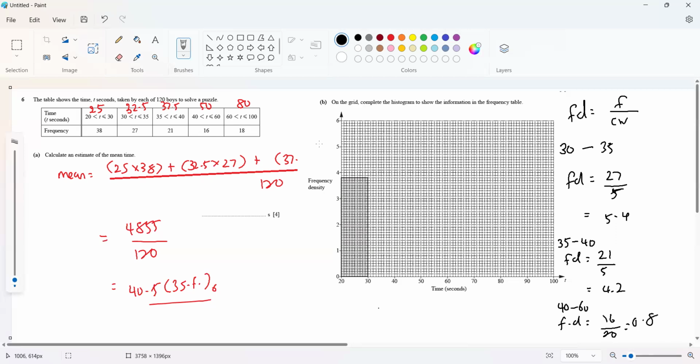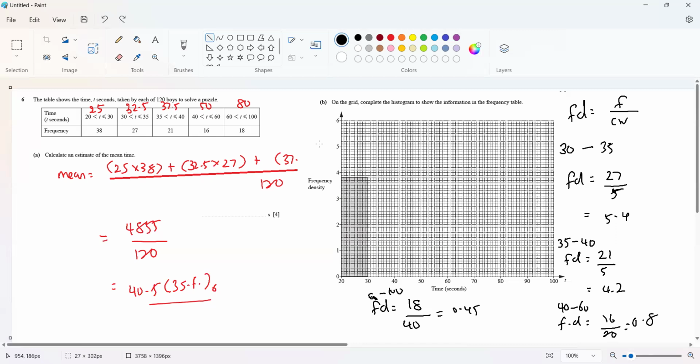And then for our last frequency density, FD equals, for 60 to 100, this would be 18 over 40. Our class width is 40. So from here, this will be 0.45. And then now we can plot our values. So we will have 30 to 35 at 5.4. So 30 to 35 at 5.4 would be somewhere around here, as best as I can see.